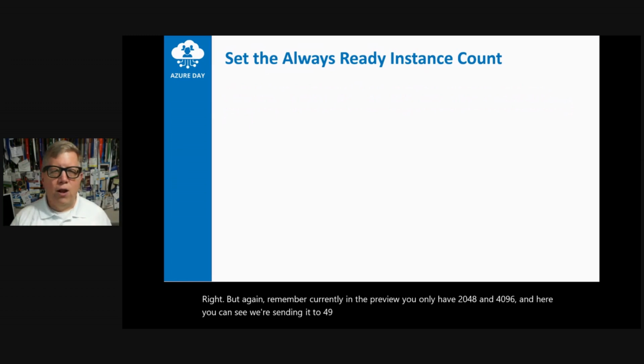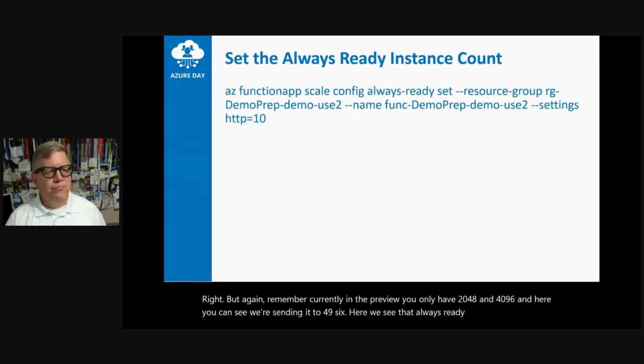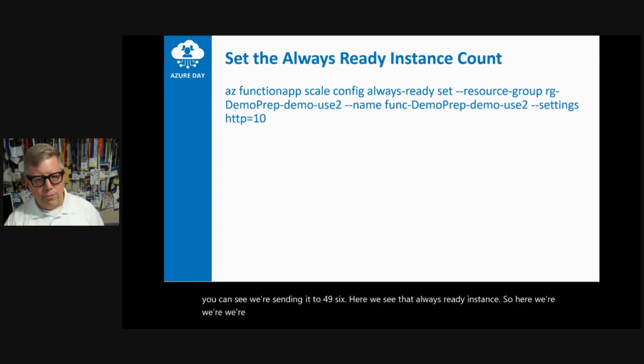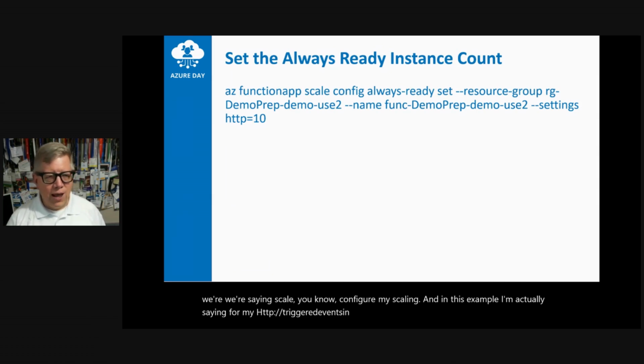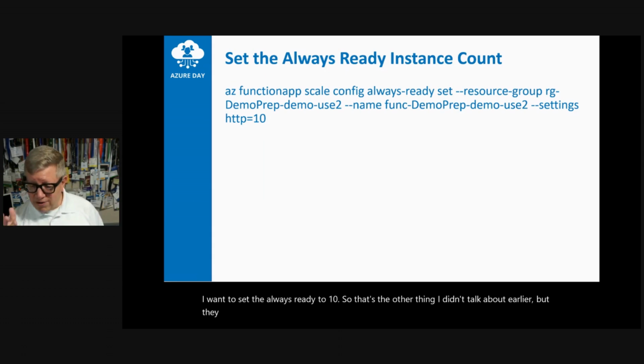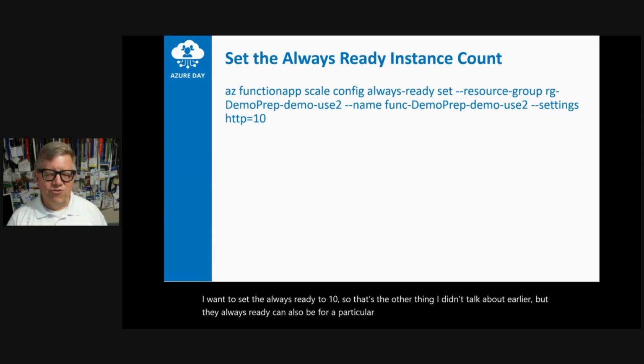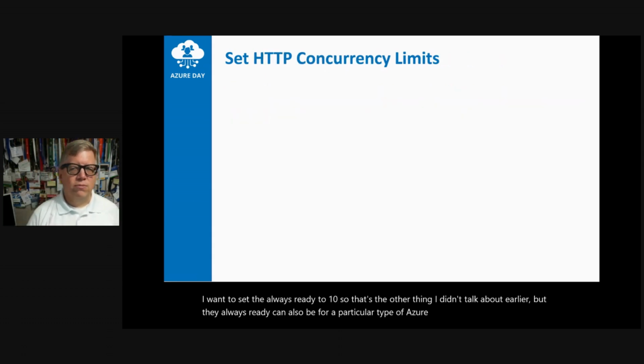Here we see that always ready instance. So here we're saying configure my scaling. And in this example, I'm saying for my HTTP triggered events in that function app, I want to set the always ready to 10. So that's the other thing I didn't talk about earlier, but the always ready can also be for a particular type of Azure function, right? So that's also a neat thing to do here.